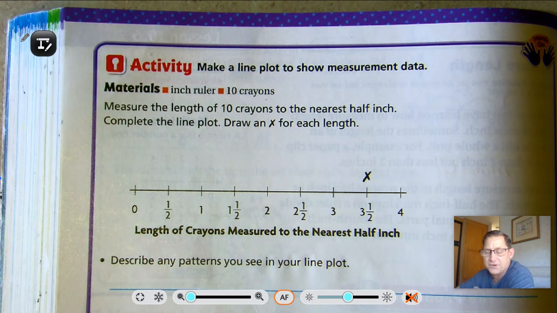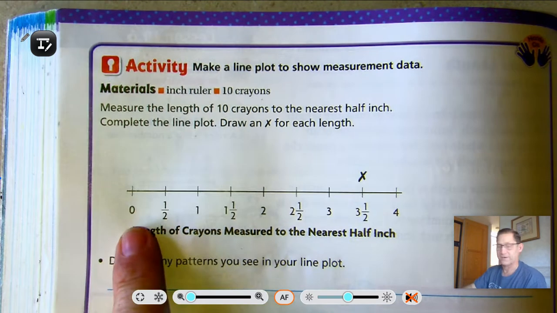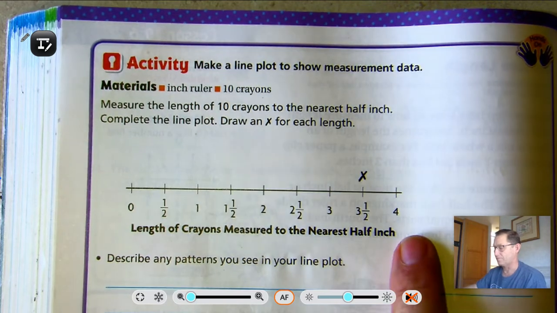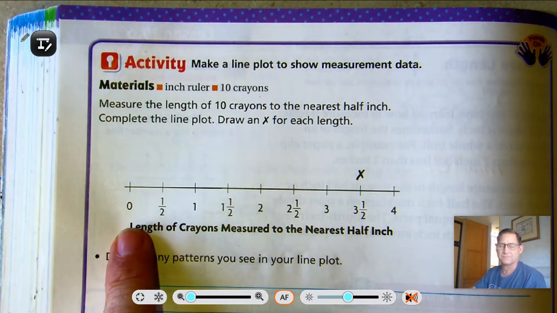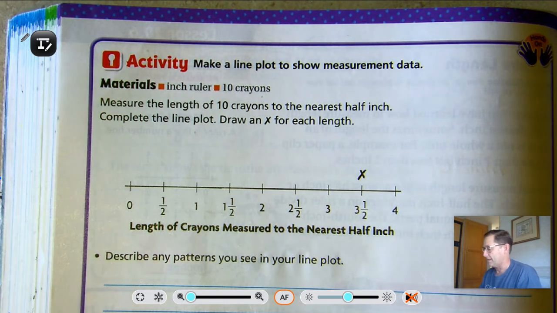All right. And you'll need an inch ruler. So measure the length of 10 crayons to the nearest 1/2 inch. Complete the line plot and draw an X for each length. Okay, so we have crayons that are 0 to 4. Well, if the crayon measures 0, you don't have a crayon. So the smallest one would be 1/2. But okay, so nearest 1/2 inch.